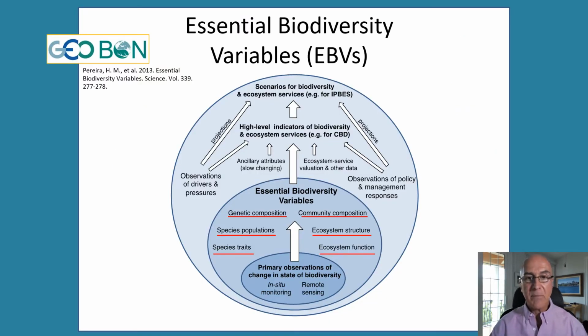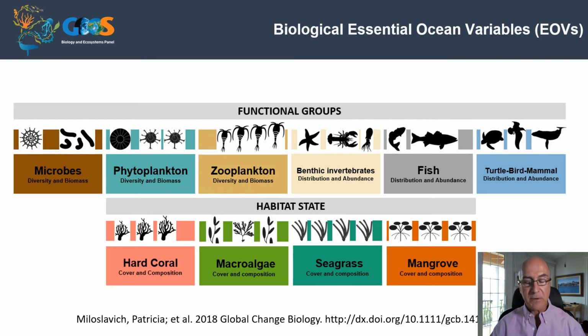This is the diagram of the EBVs that we're all familiar with under GEO BON, and it has the 6 classes of EBVs. These map directly to the essential ocean variables, which are shown here. This was published by Patricia Miloslavich in 2018, and it encompasses a number of marine functional groups, but also a number of habitats. So these are directly mappable to the EBVs, specifically on species and taxonomies, but also to ecosystem structure.